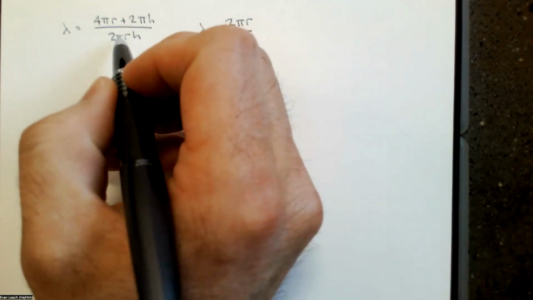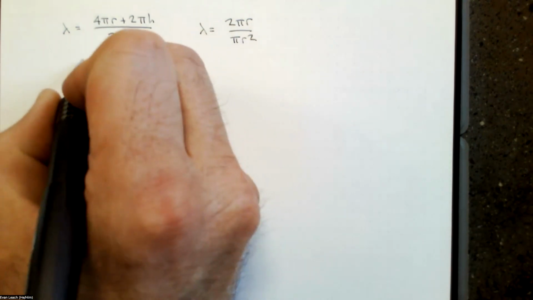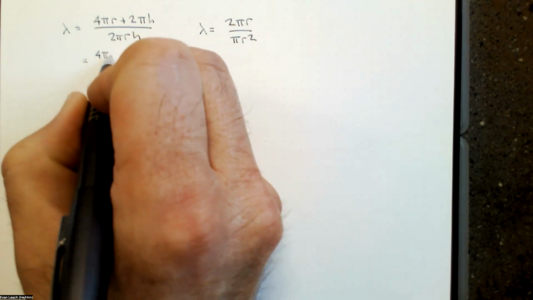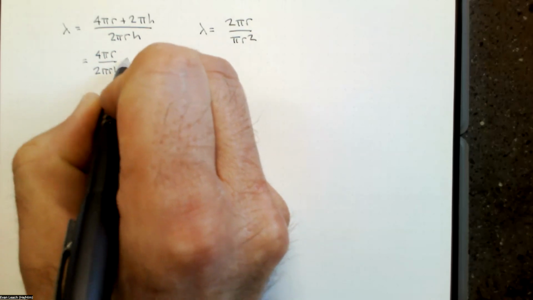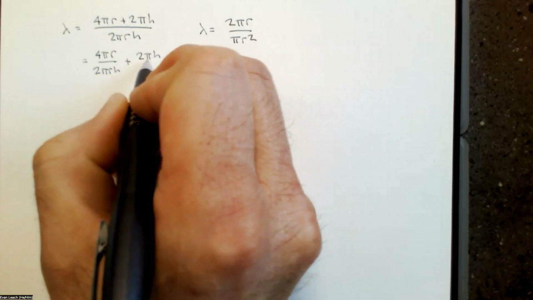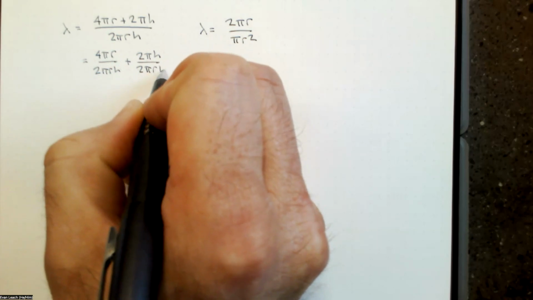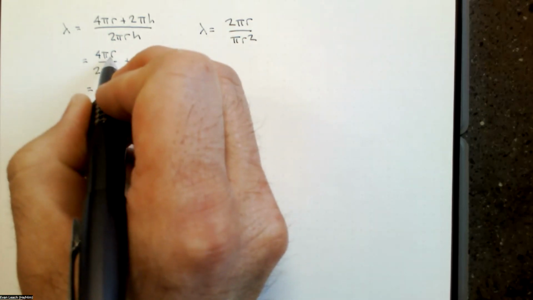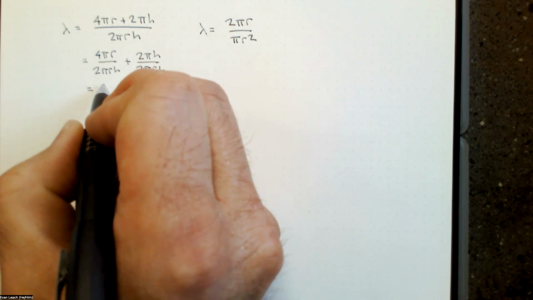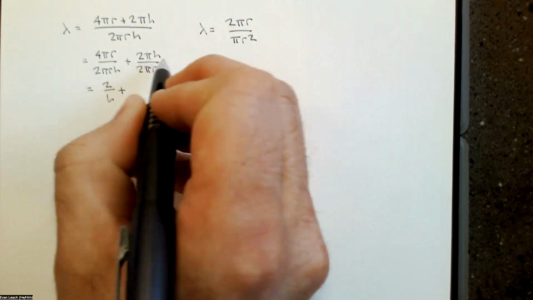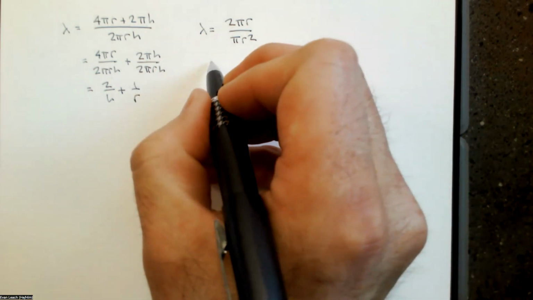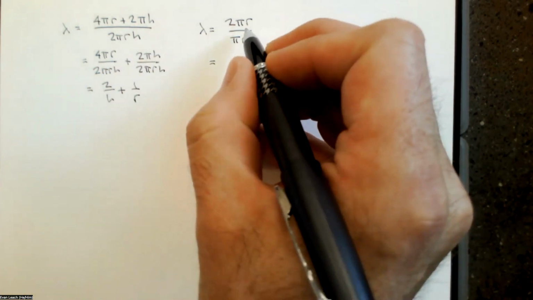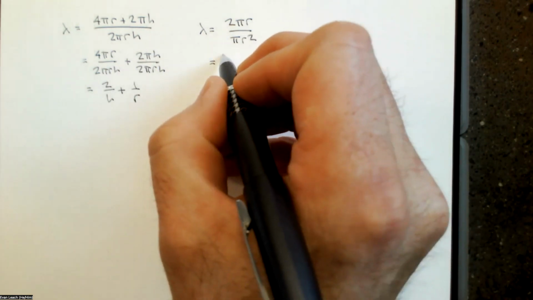So let's see, what can we get rid of? We can get rid of a 2 pi all the way through here. Let's see which one we like better. So if we split this up, here we're going to get 2 over h, and here we're going to get 1 over r. And on this side, lambda is equal to, see the pi's cancel out, one of the r's cancel out, 2 over r.